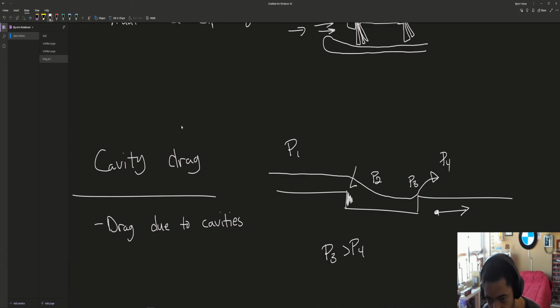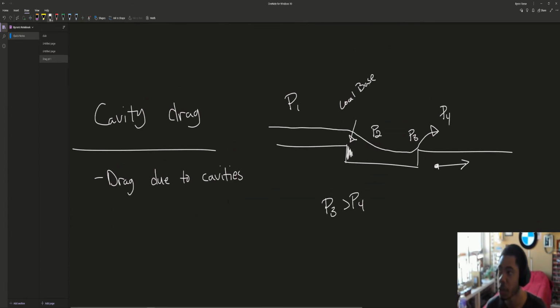So you also get a little region of essentially a local base. We were talking about base drag before, and how that creates a drag region. Okay, so that's cavity drag. There's a lot of research still going on about cavity drag.